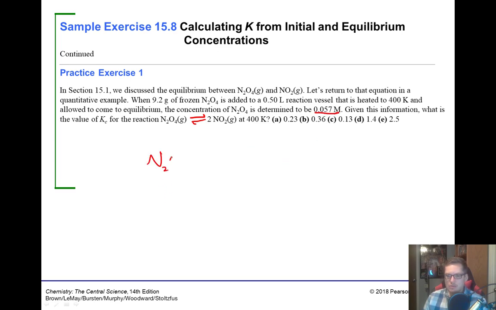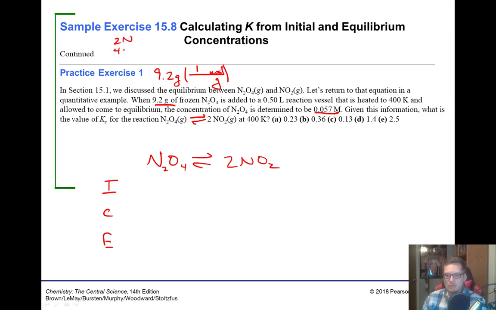So we have N2O4 in equilibrium with 2NO2. We're going to set up our ICE table here. So this is our initial, our change, and at equilibrium. Initially, we have 9.2 grams of N2O4. Now remember, this has to be concentrations, so we have to convert our 9.2 grams into a molarity. So we'll have our 9.2 grams, our grams go on bottom, our moles go on top, and we get 1 mole. Then our grams, so we're going to have to figure out the molar mass of N2O4.